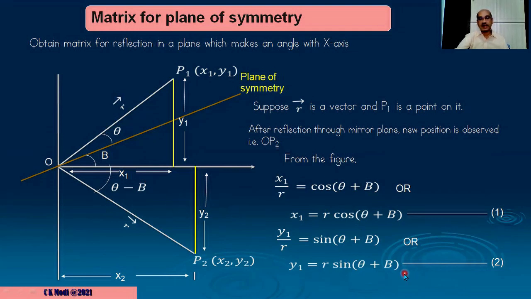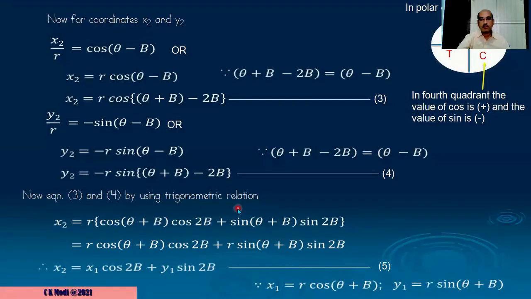Now we focus on the second triangle. So what is the value of x2 upon r? So x2 upon r is equal to cos(theta minus b), and y2 upon r is sin(theta minus b). But here what will it be? So x2 upon r is cos(theta minus b), or x2 is equal to r cos(theta minus b).